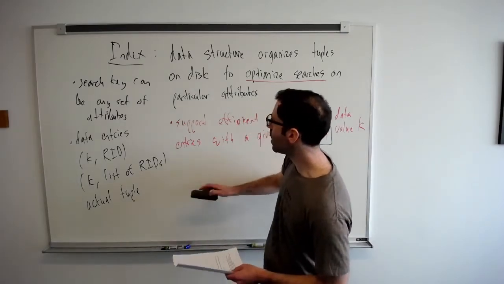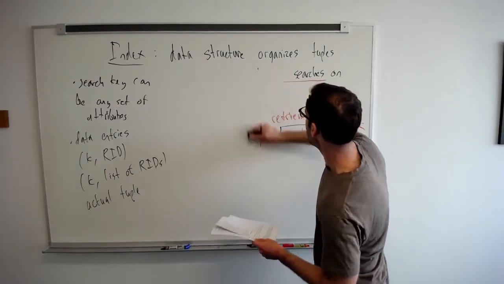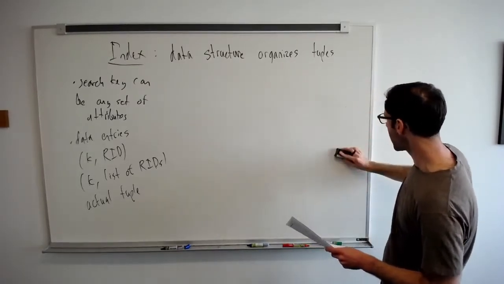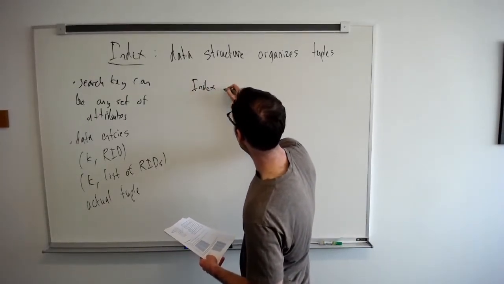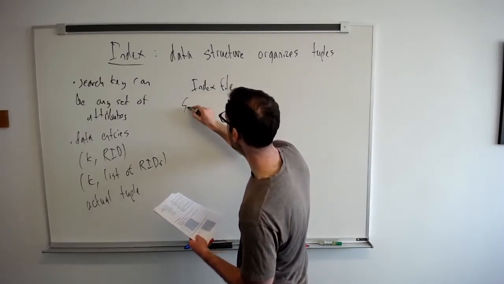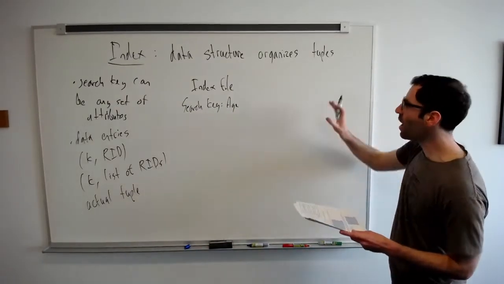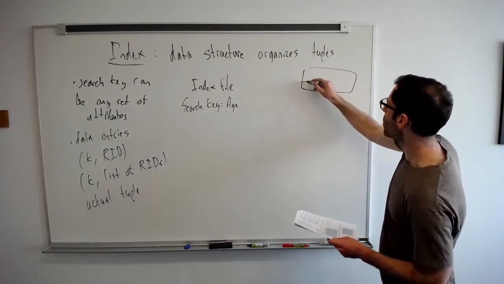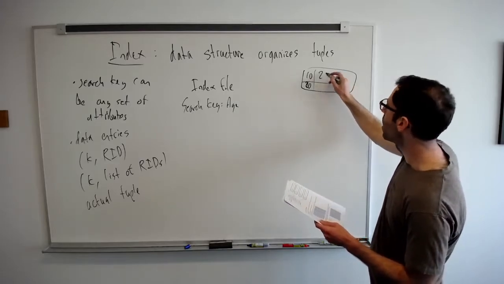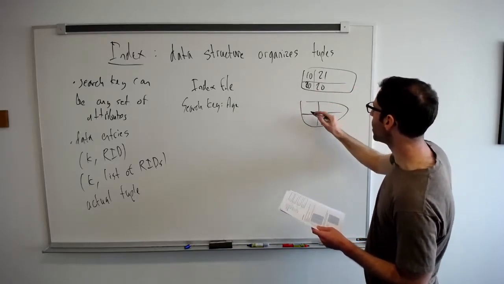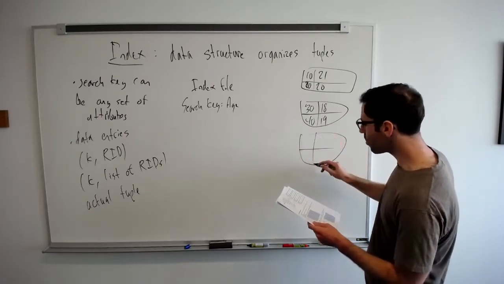actually, I think that can be clarified if I put up a visual drawing of what an index might look like. So if we have our index file over here, where the search key is the age of the student, and we have our heap file here. Let's say that our heap file is clustered or sorted, sequential on our primary key, our student ID. And we'll put some more records in here.